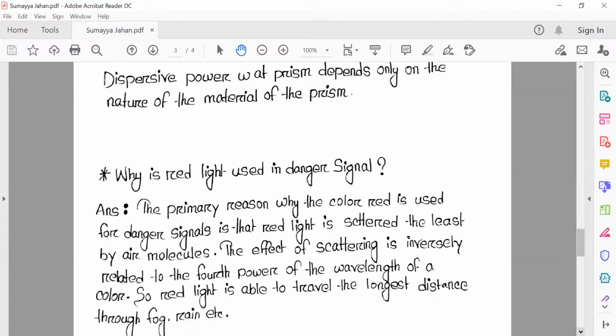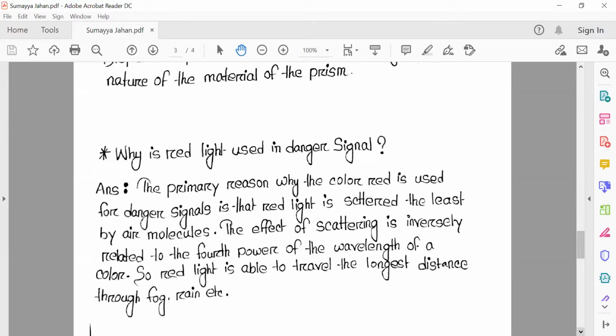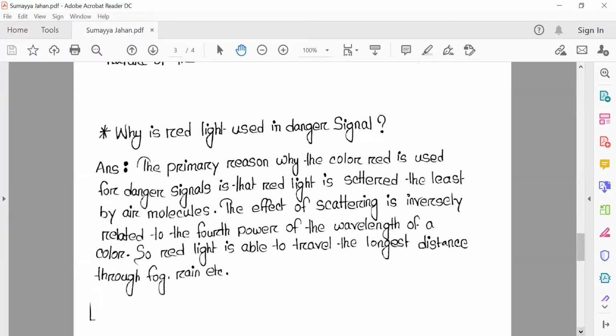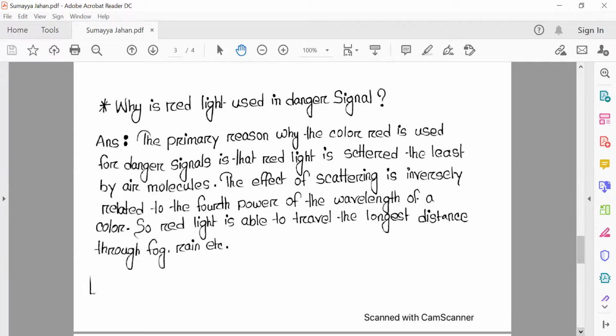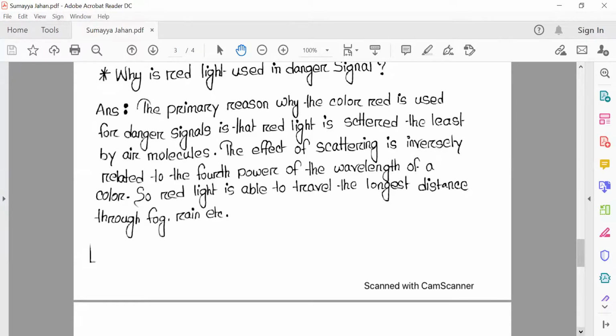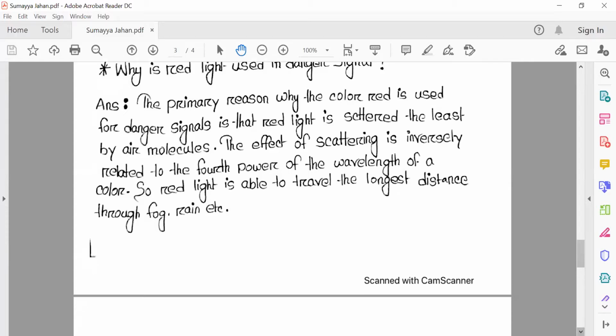Then why is red color used in danger signs? The primary reason why red is used for danger signals is that red color is scattered the least by air molecules. The effect of scattering is inversely related to the fourth power of the wavelength of a color. So red color is able to travel the longest distance through fog, rain, etc.